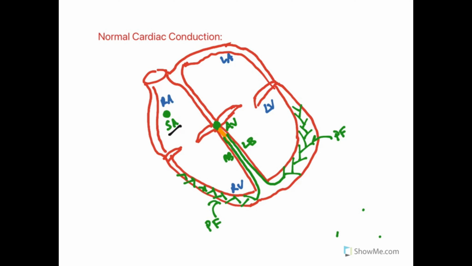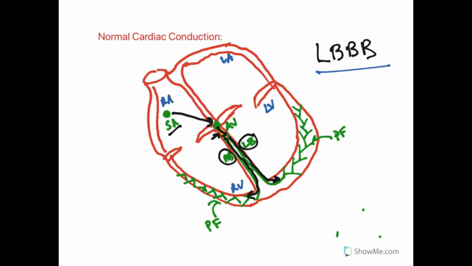Depolarization starts in the SA node, sinoatrial node in the right atrium, and then travels to the AV node. And then from the AV node, it goes down the bundle of His, which then splits into 2 bundles, the right bundle and the left bundle. It travels simultaneously down the right and the left bundle to the Purkinje fibers, and then spreads along the Purkinje fibers where it ends up depolarizing the right and left ventricle.